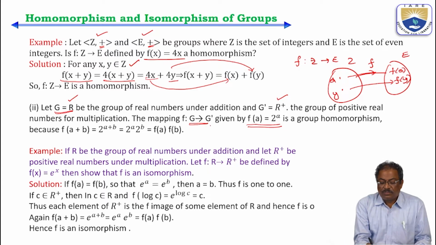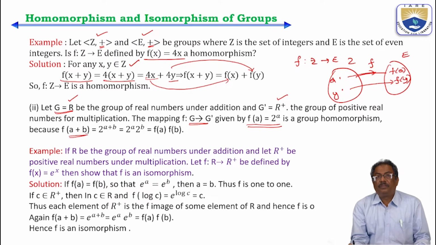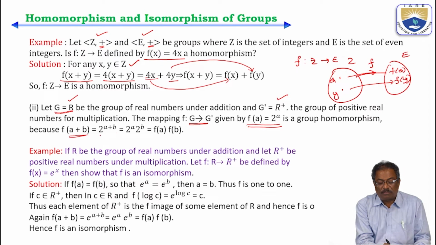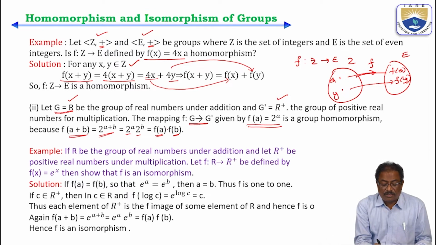For that, if I consider two elements a and b from G, the real number system, then f of a plus b is 2 power a plus b. So it is 2 power a into 2 power b. We can write this as f of a and f of b. So f of a plus b can be written as f of a into f of b.